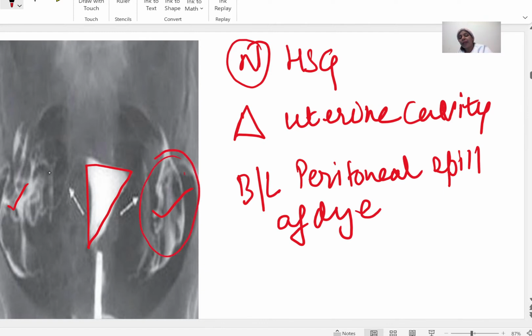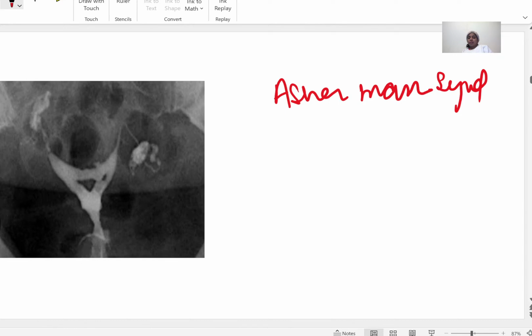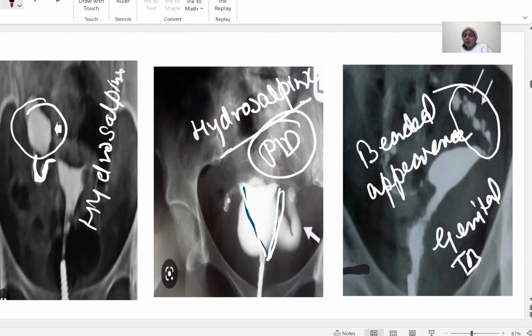Dr. We see the free peritoneal spill of both the tubes. This is the HSG of Asherman syndrome. This we have already discussed. Okay, this is hydrosalpinx. And this is the tobacco pouch appearance. Tobacco pouch appearance is seen in genital TB. This is the hydrosalpinx of the whole fallopian tube.